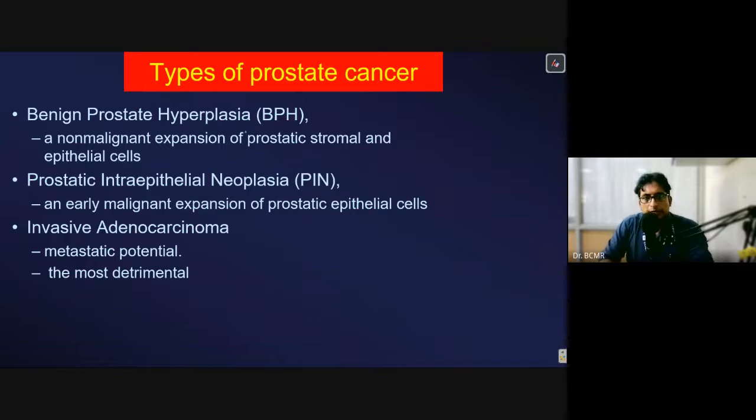So the types of prostate cancer are, as you say, we don't have to mug up: benign prostate hyperplasia, prostatic intraepithelial neoplasia, and invasive adenocarcinoma. This is the most detrimental of all these things. The others are all right, not as malignant. This is early stage. You can consider it stage 2, stage 3, and this one is kind of stage 4.